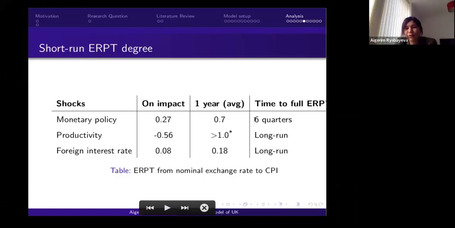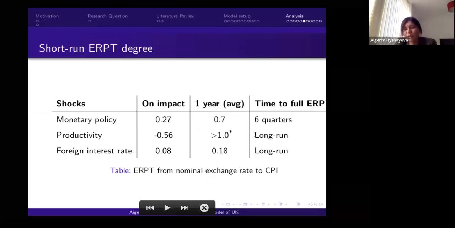Also, the convergence rate to perfect pass-through is quite different. For example, for a monetary policy shock, it fades out quite quickly, in 6 quarters. But for the productivity and interest rate shocks, which have a strong effect on the economy, the convergence to the perfect pass-through degree is quite long. Here, I think it's around 30 or 40 quarters, so it's quite long.